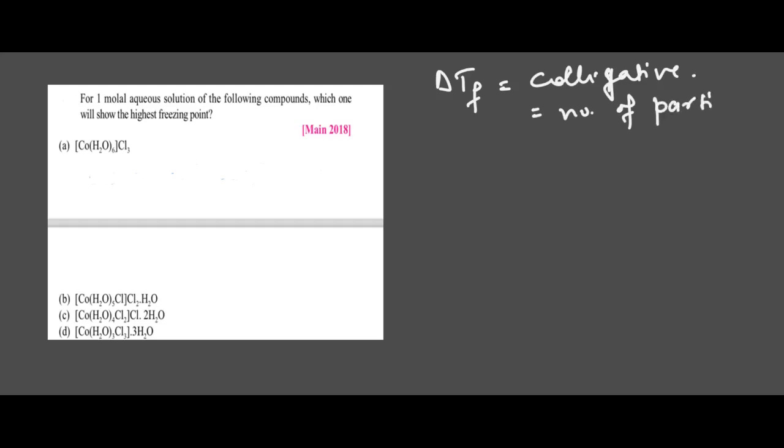Now the next question is, for 1 molar aqueous solution of the following compounds, which one will show the highest freezing point? So you know that the depression in freezing point is a colligative property, and colligative property depends on the number of particles. When there are more particles, there would be more depression in the freezing point. That means freezing point will reduce to the maximum extent. So here we have to find out the highest freezing point, and it will be for the one having the least number of particles.